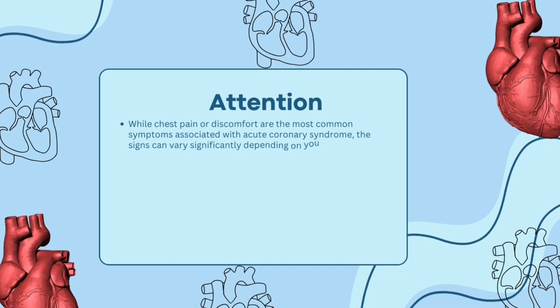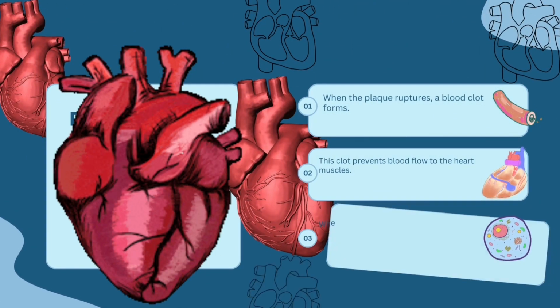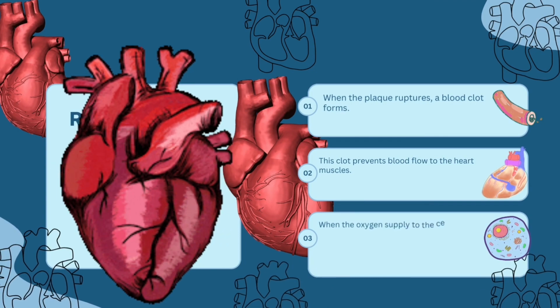Attention, while chest pain or discomfort are the most common symptoms associated with acute coronary syndrome, the signs can vary significantly depending on your age, gender, and other related factors. Most often, acute coronary syndrome manifests itself without chest pain or discomfort. This is common for women, the elderly, and people with diabetes. And if your patient has a chronic disease, this may also start.